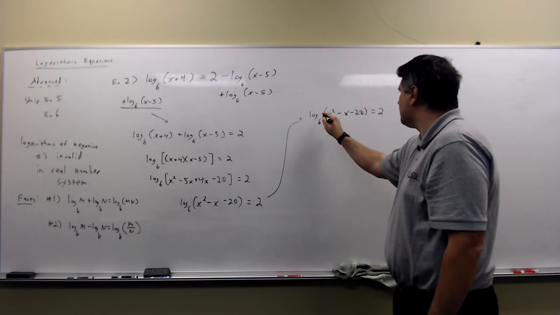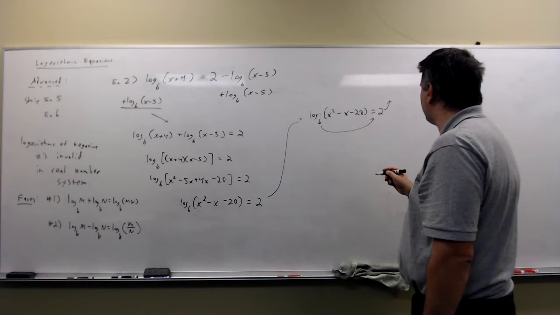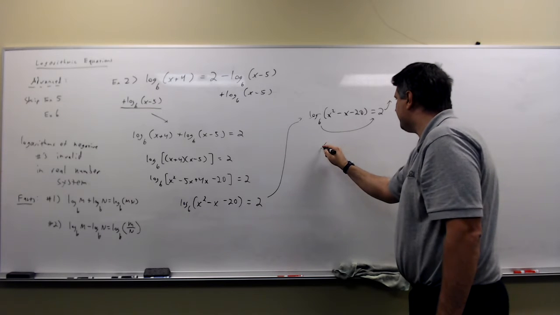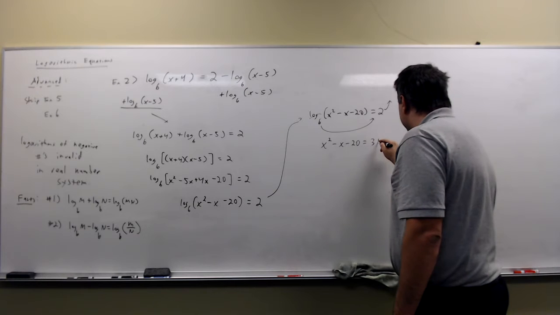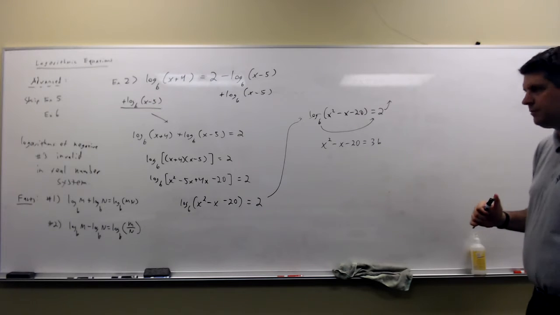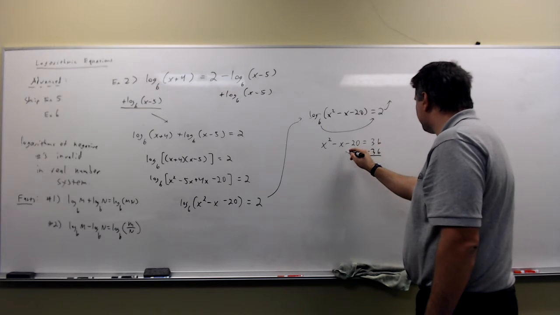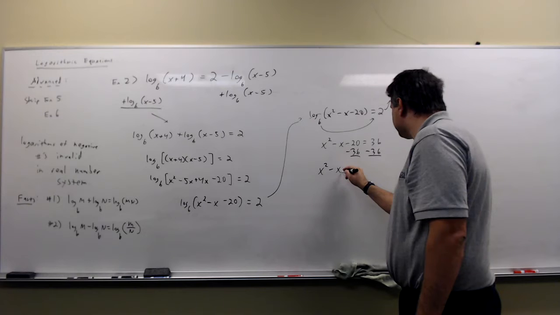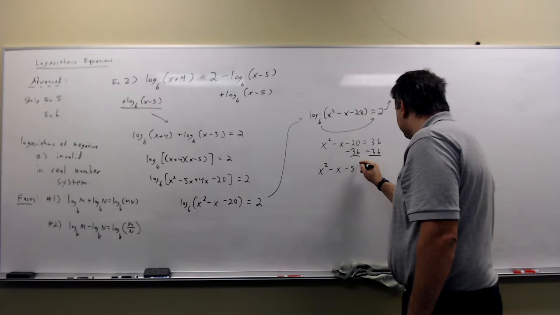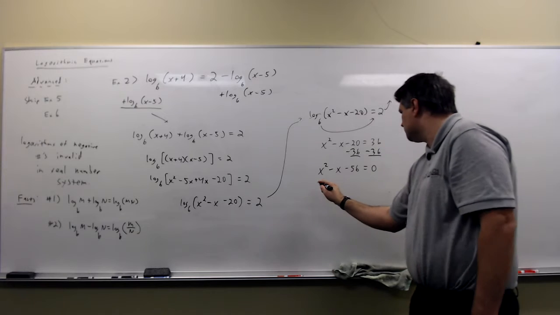So next I'm going to dump the log. The 6 goes to the other side, 2 will go up and make room for it as an exponent, and we'll have x squared minus x minus 20 equals 36. Okay, we want to solve this by factoring, so I'll subtract the 36. We have x squared minus x minus 56 is 0. It's factorable.